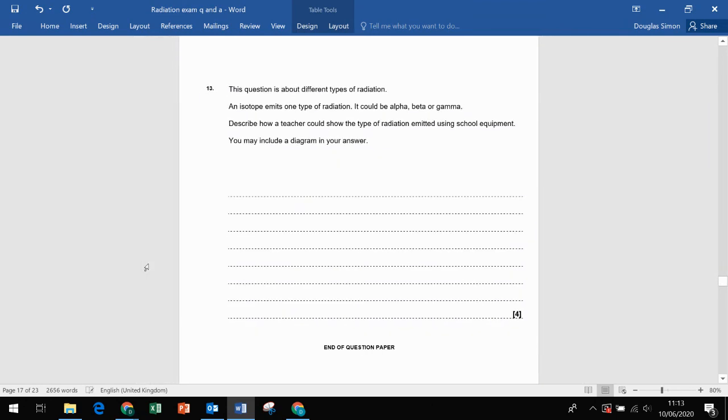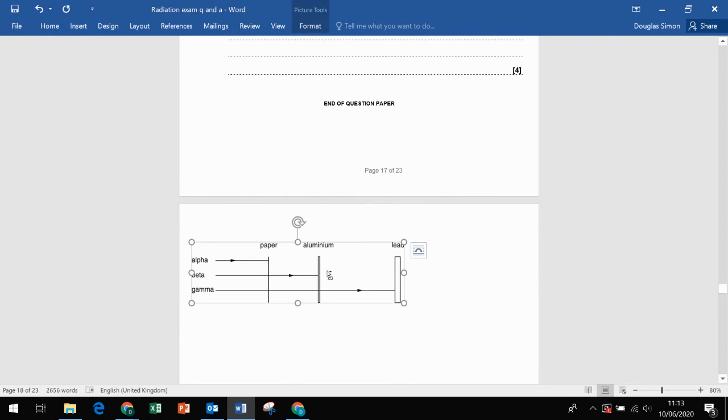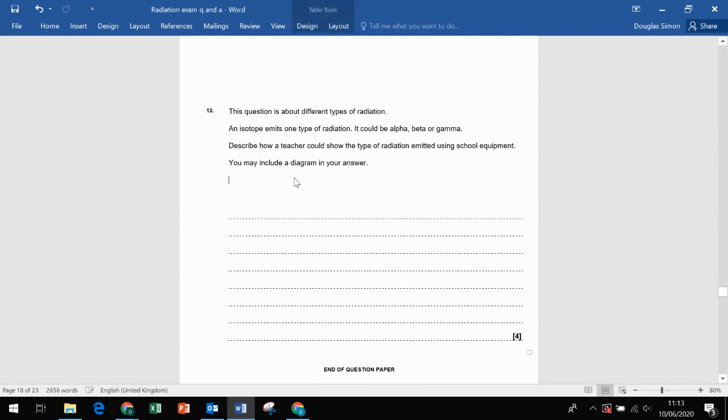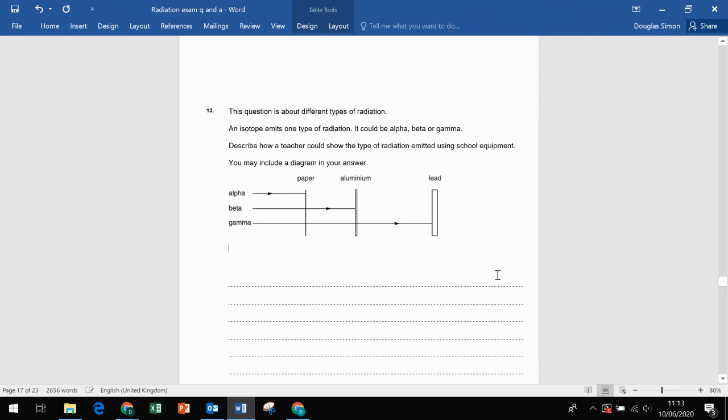13. This question is about different types of radiation. An isotope emits one type of radiation. It could be alpha, beta, or gamma. Describe how a teacher could show the type of radiation emitted using school equipment. You may include a diagram. So if this question came up, this is the diagram that I would use. Right? And I would say, in turn, put paper, then aluminium, then lead in front of the radioactive source.